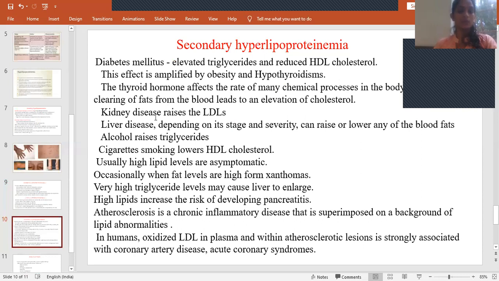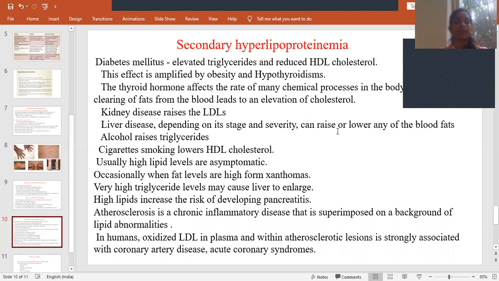And then kidney disease also raises the low density lipoproteins as they are not properly excreted. And then liver disease. Depending on the stage and severity, it can raise or lower any of the blood fats. Usually fat metabolism takes place in the liver, right? So when there is a disease in the liver, depending on the severity or the range of liver damage, there will be a raise or lowering of these blood fats.